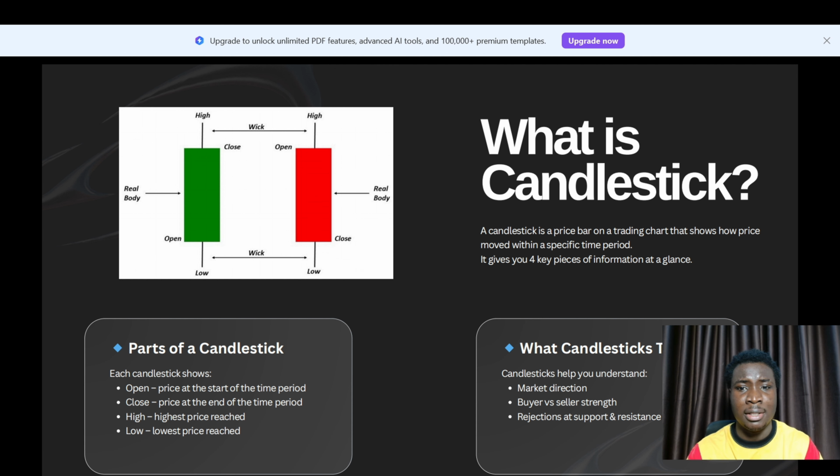So having that in mind, it gives us four key pieces of information at a glance, which are the opening price, where we start at the time period, the closing price, the high and the low. One thing I want you to know, this is also in the terminology section on this channel, the high and low can also be categorized as wick. So whenever you hear a trader saying the wick was really long on this, it's either the high of the candle or the low of the candle. So get this right.